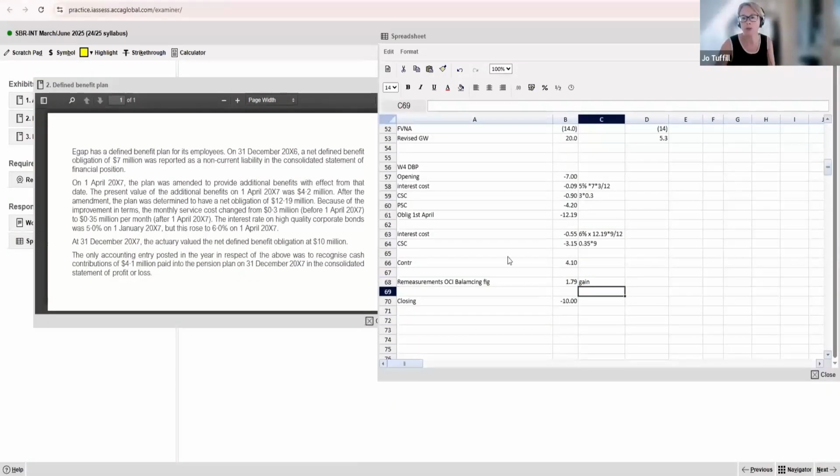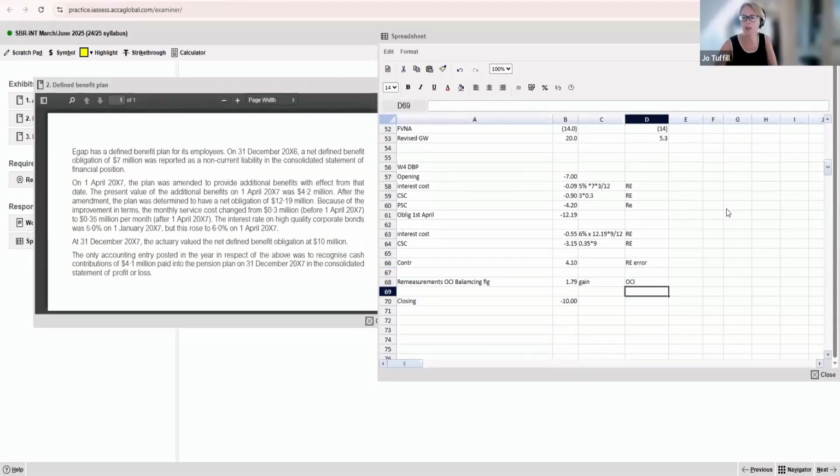So we've now done all the calculations of the defined benefit scheme, and you therefore now need to tell the examining team what you're going to do with it. So that is going to go to retained earnings. So's that. So's that. That is going to go again to retained earnings. That is also going to retained earnings because it's been put there in error. And that is going to go to OCI.